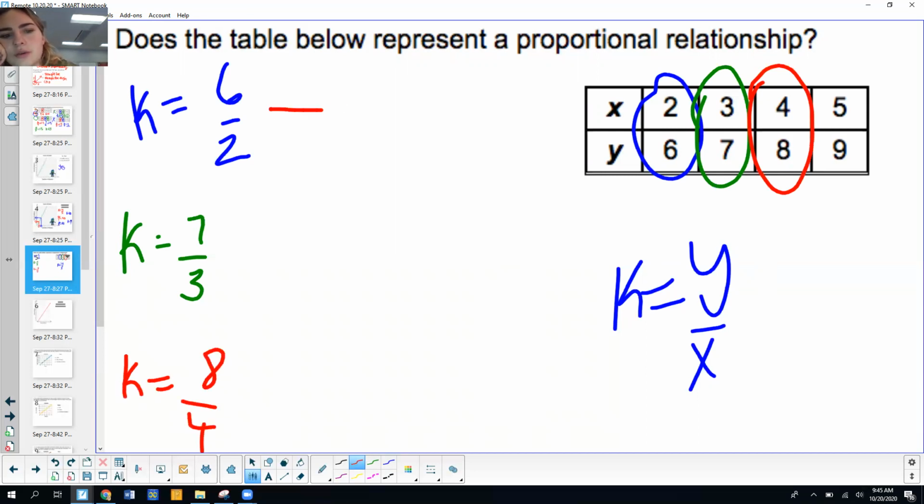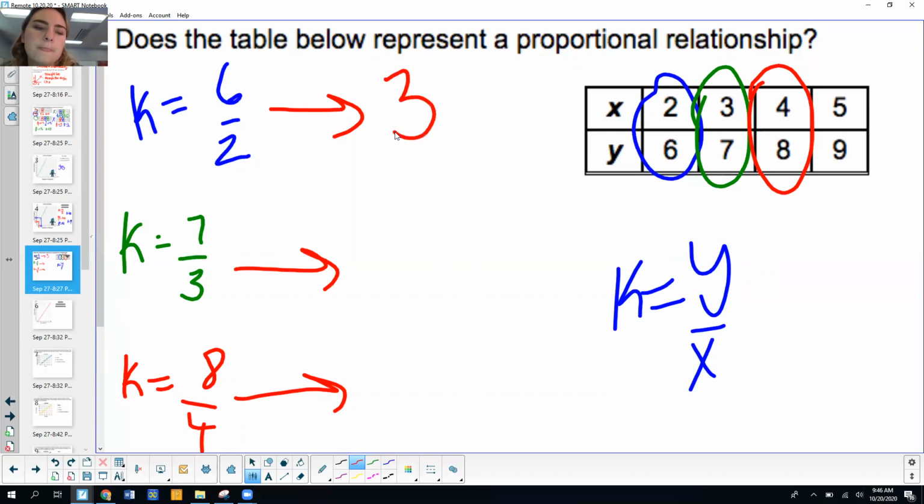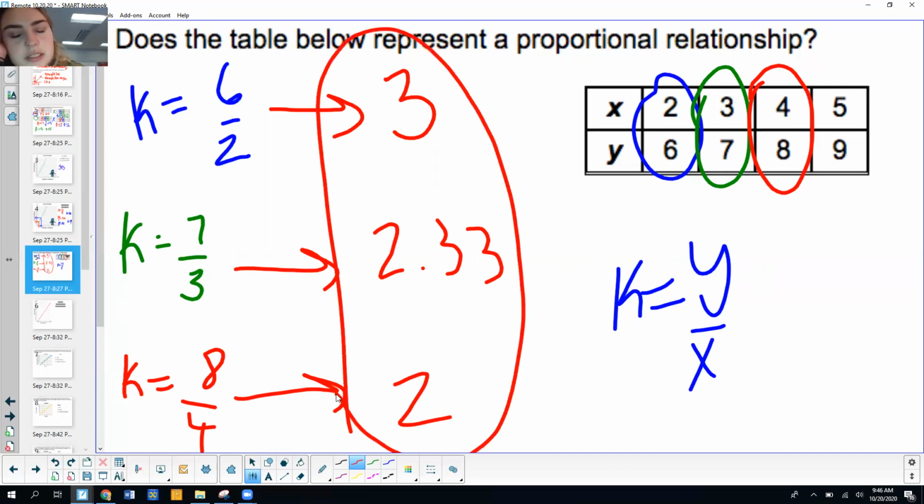So I'm going to see whether or not these are proportional by seeing what their ratios are. 6 divided by 2 is going to give me 3. 7 divided by 3 gives me 2.33. Well, already it's not proportional, but 8 divided by 4 is going to give me 2. So because these numbers are not the same, this is not a proportional relationship. K is not constant, therefore it is not a proportional relationship.